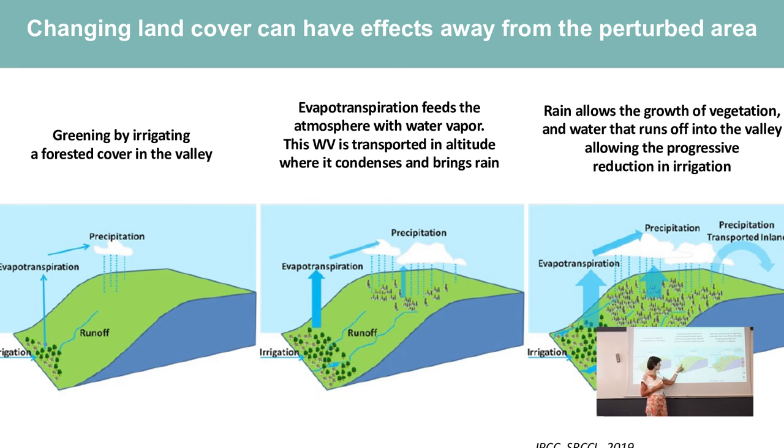And slowly, the hypothesis is that they will be able to stop irrigation because the water that will come from the hill will be sufficient, and that you'll have a self-sustained climate. So those are things that we know a little bit by theory. We still need to experiment, but those are things that we can play with probably, because we know that the effect can be downwind and not just local.